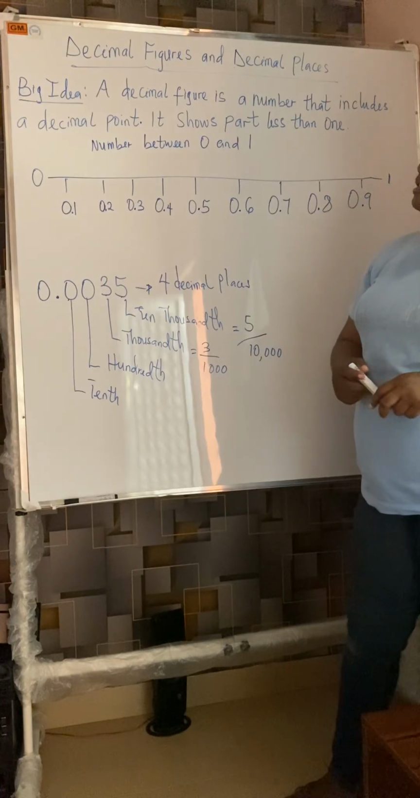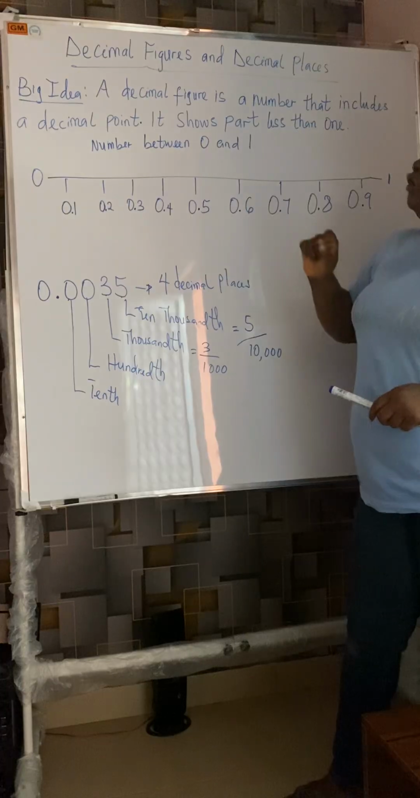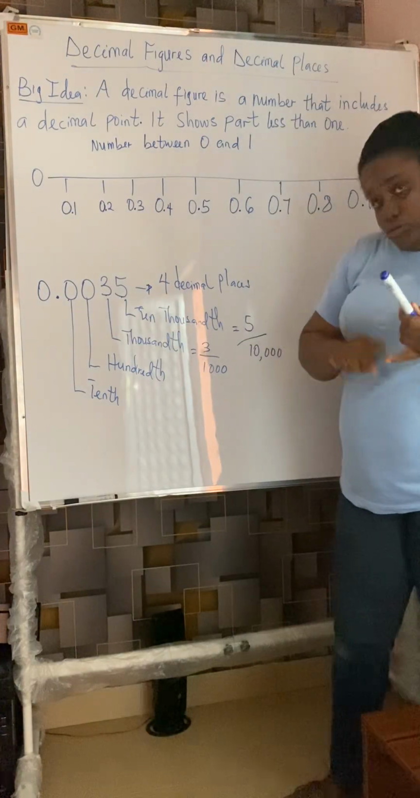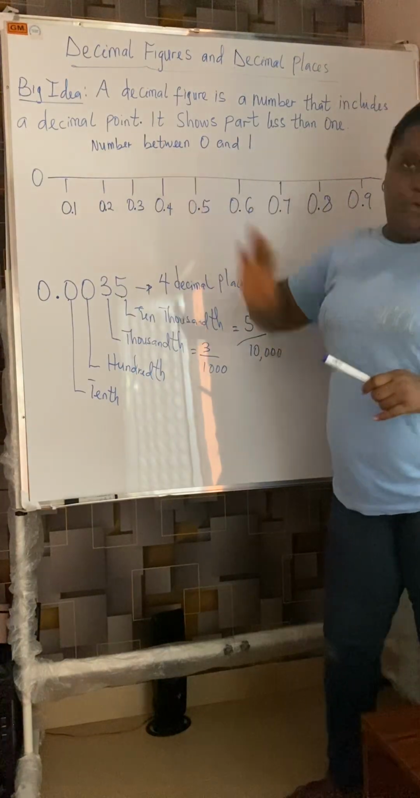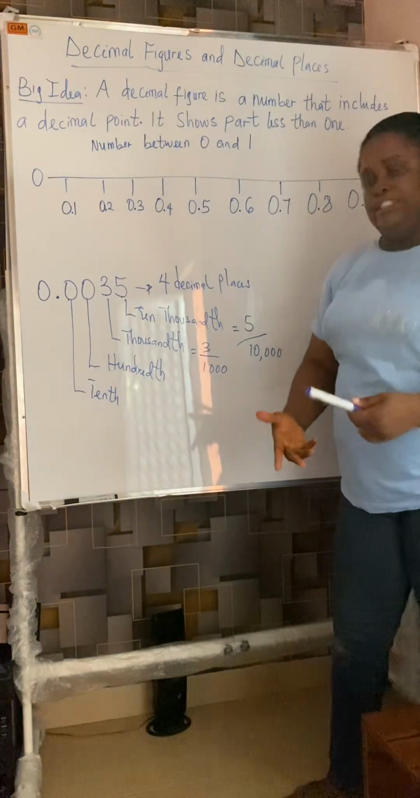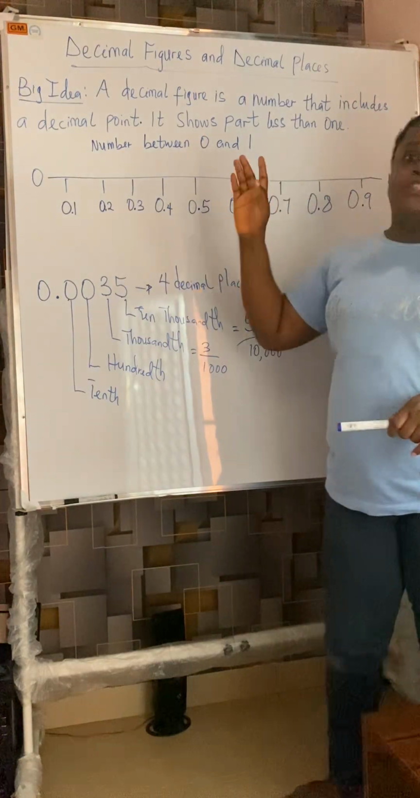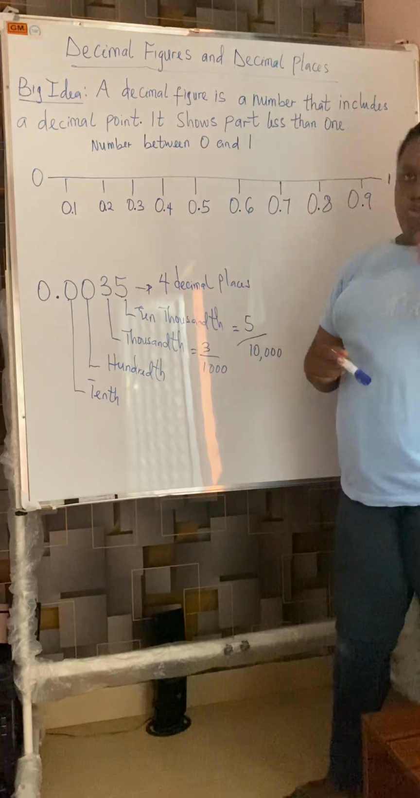So what is my point? My point is that a decimal figure or a decimal number is a number that includes a decimal point. It also shows parts less than 1 whole. And I also seized the opportunity to expose us to all the numbers from 0 to 1. I'm talking to my 3rd graders, I'm talking to my 4th graders. It is important that you take note of this.